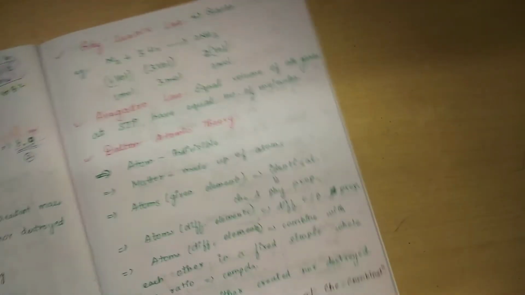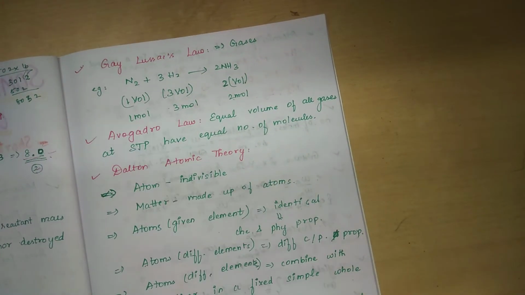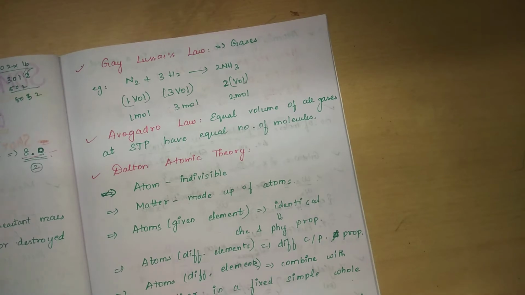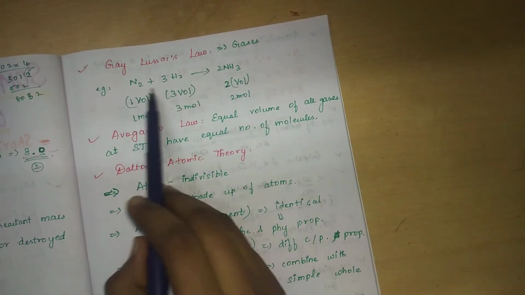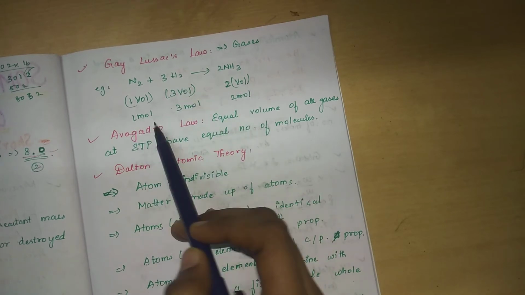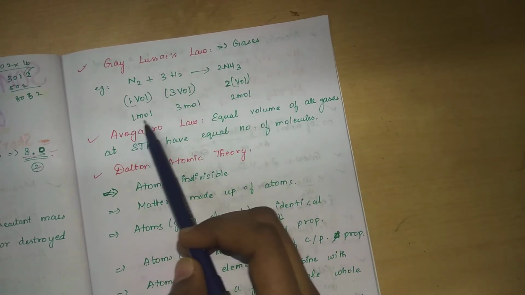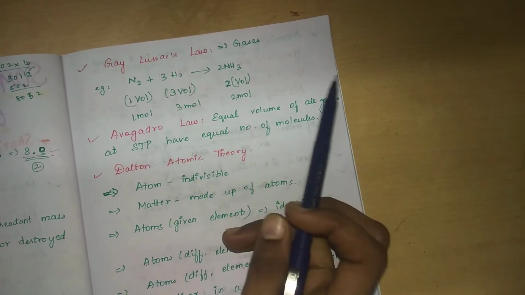Then Gay-Lussac's law. It is applicable only for gases. It states that when gases combine or are produced in a chemical reaction, they do so in a simple ratio by volume, provided all gases are at STP. Take the production of ammonia, N2 + 3H2 gives 2NH3. What is the stoichiometric ratio? 1 mole, 3 mole, 2 mole. And the same ratio holds for volume: 1 volume, 3 volume and 2 volume.